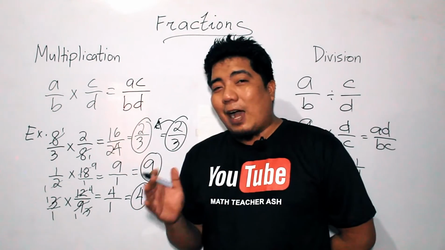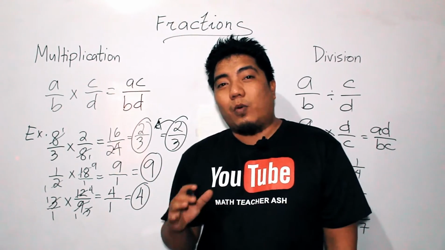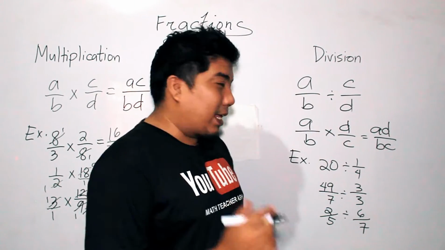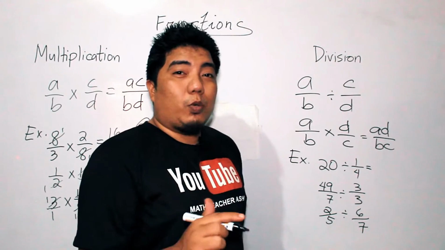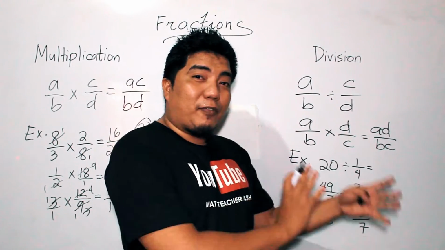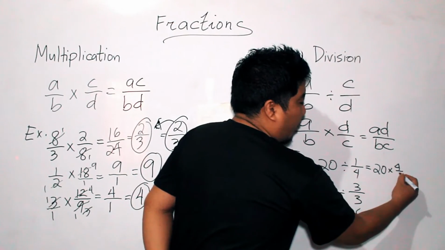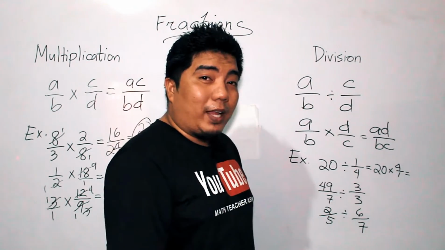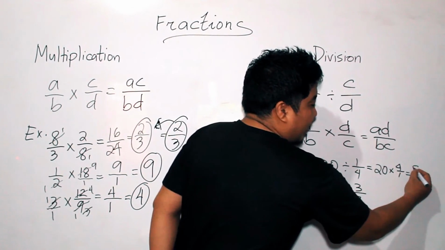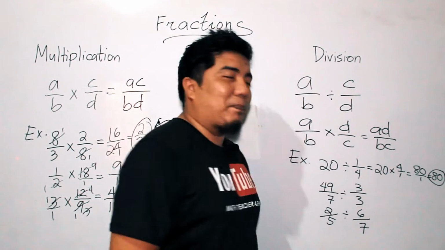So, this is just how you basically multiply fractions. Easy, right? Now, let us go to our division. We have here 20 divided by 1/4. Remember that in dividing, what we will do is we change the divide into times and we get the reciprocal of your second fraction. So, this will become 20 times 4 over 1. And we all know that 4 over 1 is 4, right? So, if you have this 20 times 4, that is 80 over 1, which is just equal to 80.